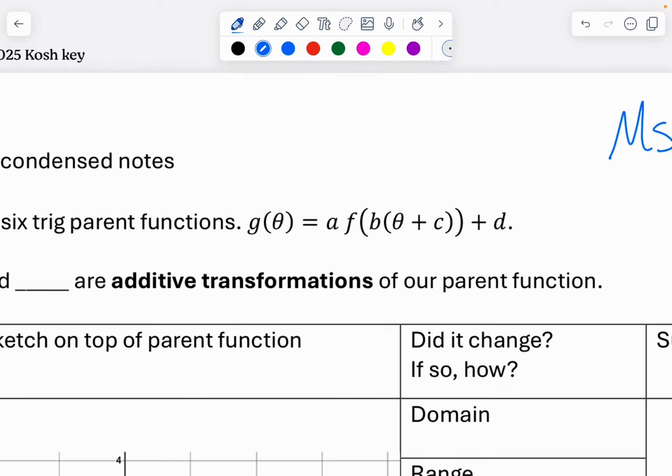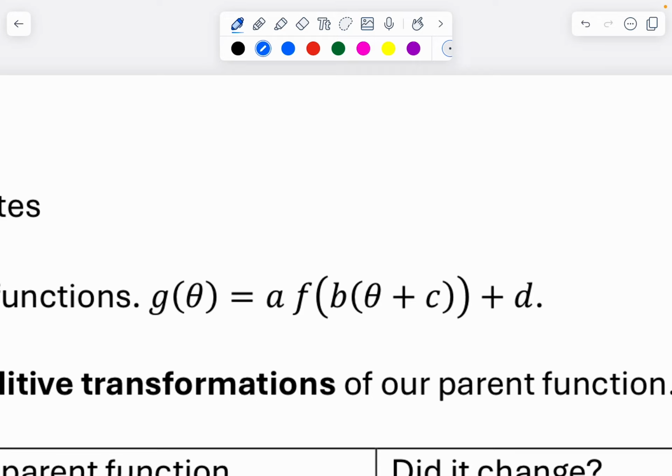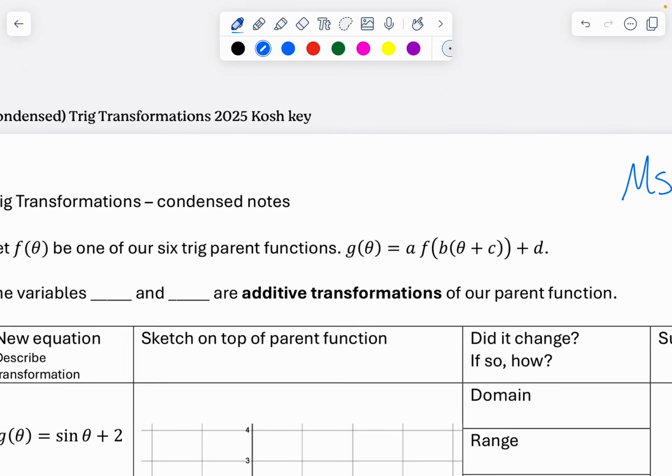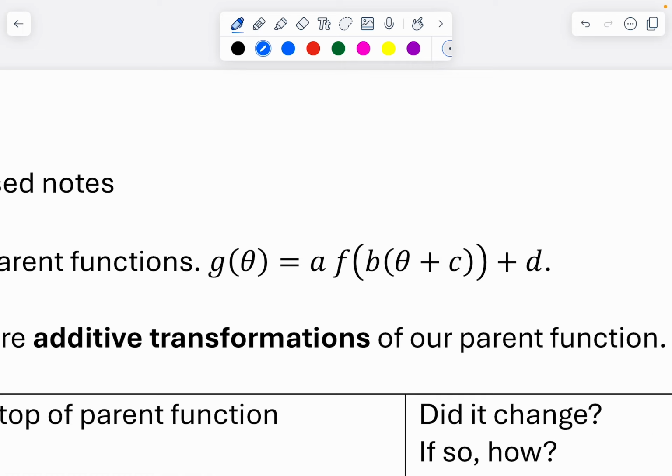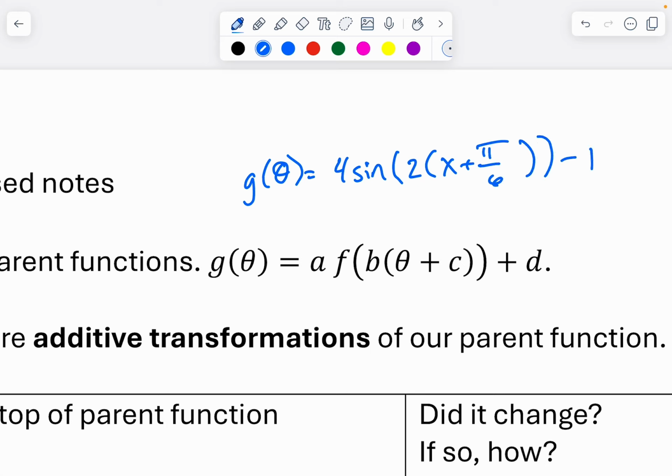We have these different variables that we can put in our equation. I'm saying here that f is one of our 6 trig parent functions, and so we have an a value that will change our graph, a b, a c, and a d value. So it would look more like, I might say, g of theta is equal to 4 sine of 2 times (x plus pi over 6) minus 1, or something like that. Okay, so this is kind of that general format that we're looking at.